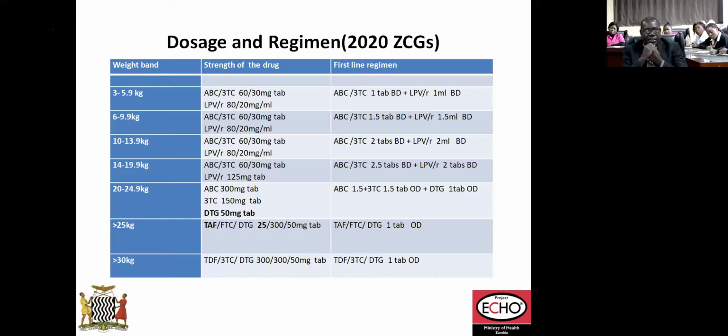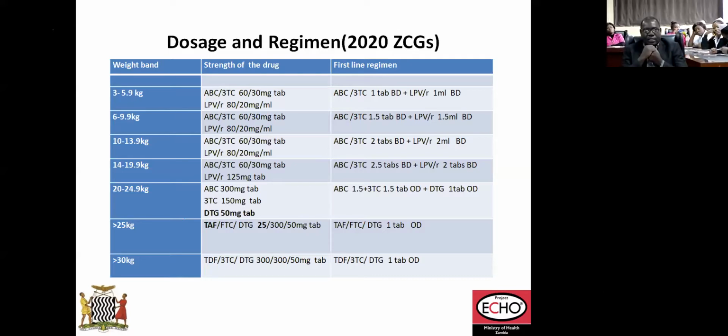I've had issues of people not knowing exactly what regimens to give and how much to give. This has led to poor viral suppression in our children. So it goes all the way up to 19.9 kgs for ABC3TC and Lopinavir. Once you reach 20 kgs, we introduce Dolutegravir, which is the drug of discussion today.